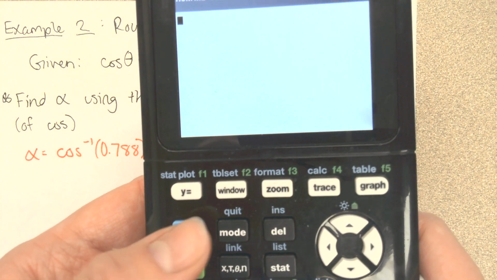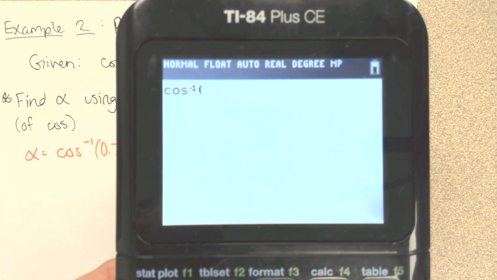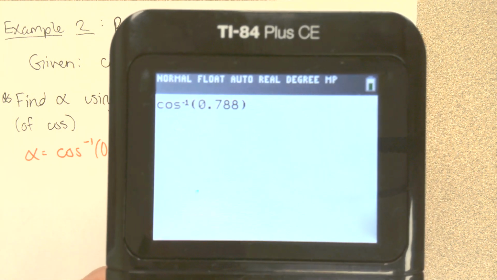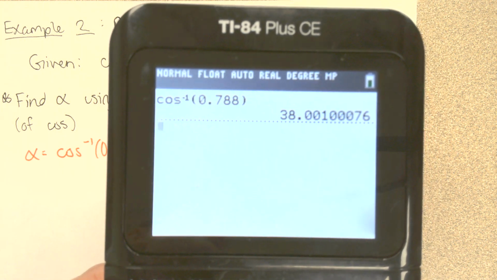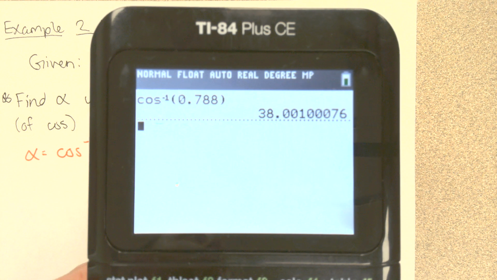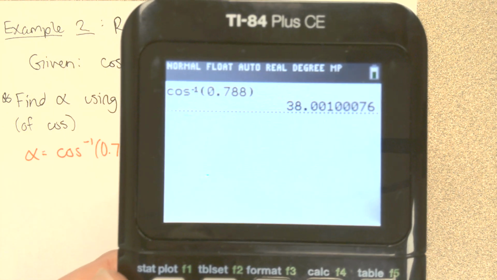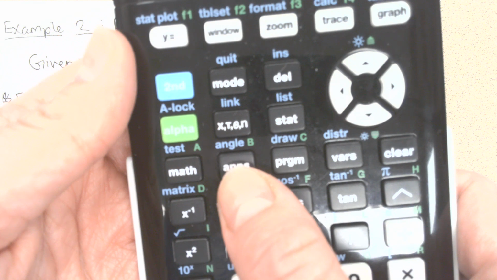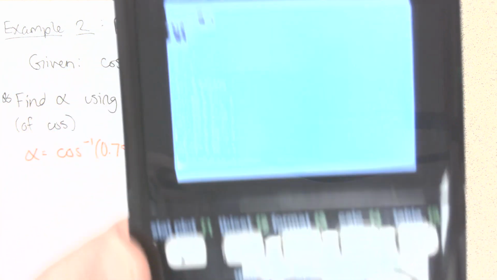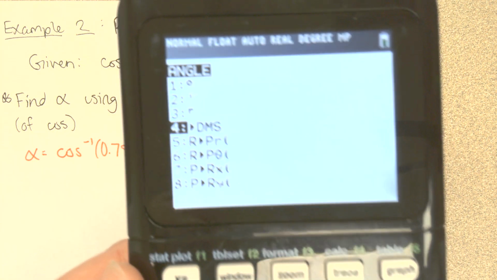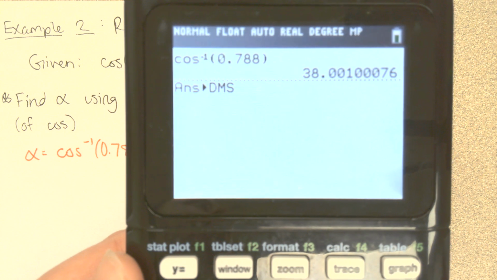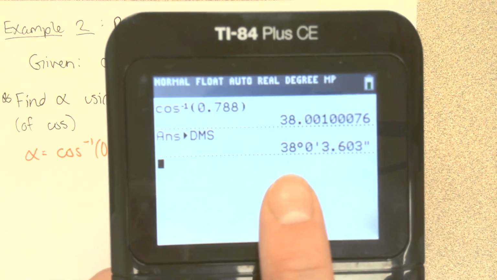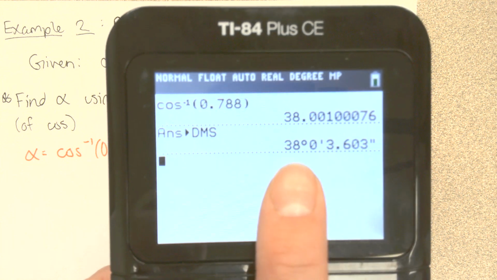So we need to do inverse cosine of 0.788. There's that decimal. Don't round that. We're not done yet. Now we're going to convert to DMS, so second, and then the apps button to get into that angle menu. And we go down to the 4th option to convert. And there we have it. And this one's actually going to be nice.